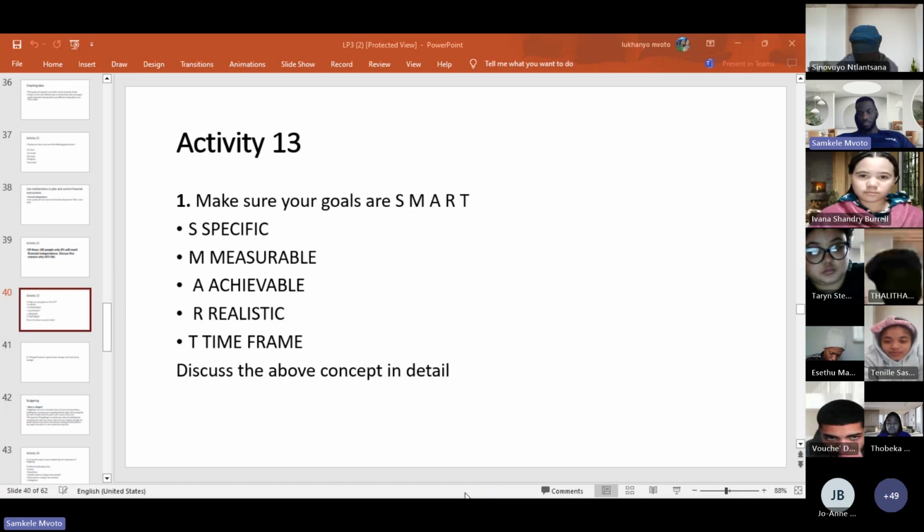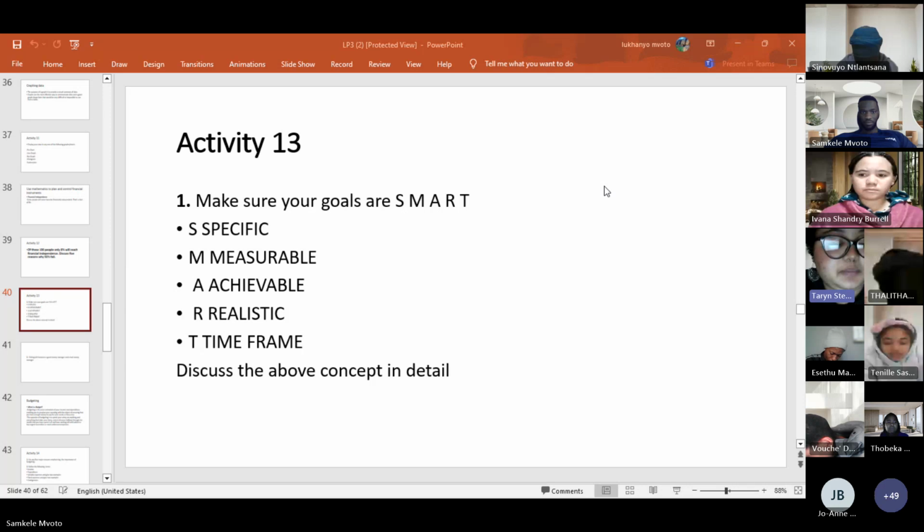And then we go into the last word, time frame. Does anyone want to explain time frame to us? All right. Go ahead, Taryn. By time frame, they basically mean to set a deadline for your goals so that you have something you're working towards in a certain time frame. Thank you. All right. Thank you, Taryn.